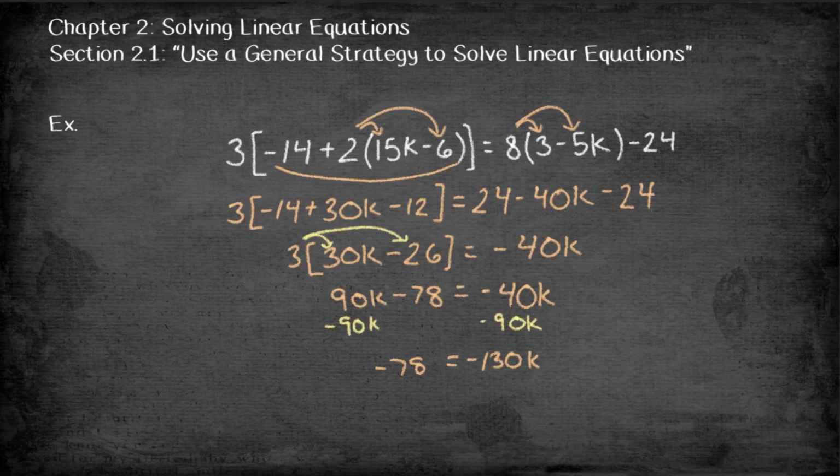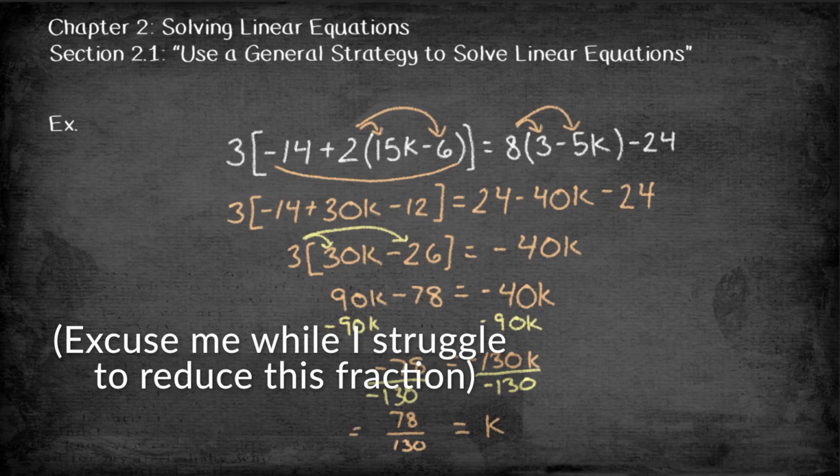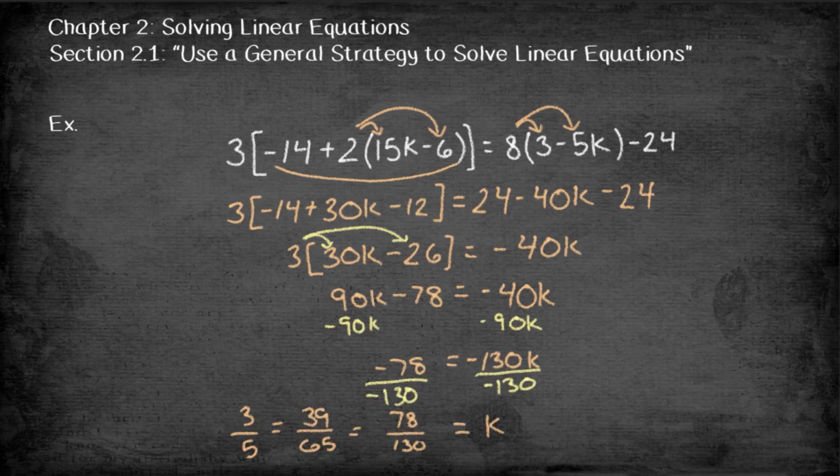So now I divide by coefficients, and I get k is equal to 78 over 130. Does that simplify? No. 3 over 5. So our final answer is that k is equal to 3/5. Yeah, so that about wraps it up for this video.